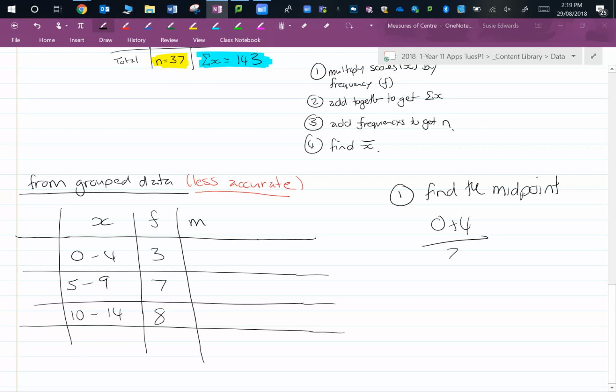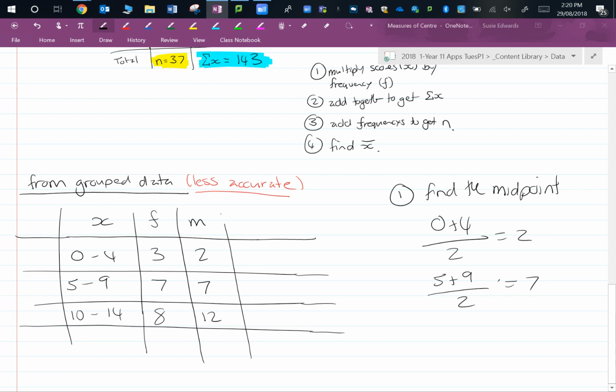Add them together and divide by 2. And so our midpoints would be 2 and then 7 and then 12. You'll notice they go up in a regular pattern because the groups always have to be the same size. So we're going to assume that all of them are 2s, and that's why our results aren't as accurate, because if all 3 of those were actually 0s, then our mean's going to be a little bit off. But if we don't know any different, we need to do that.